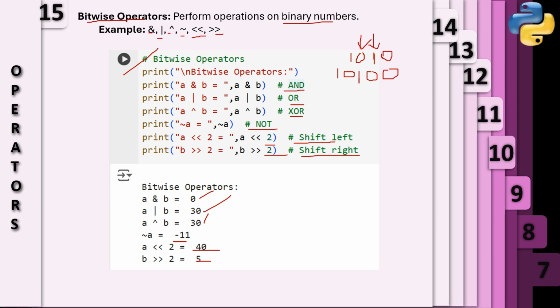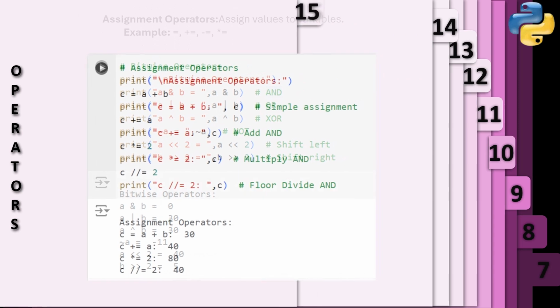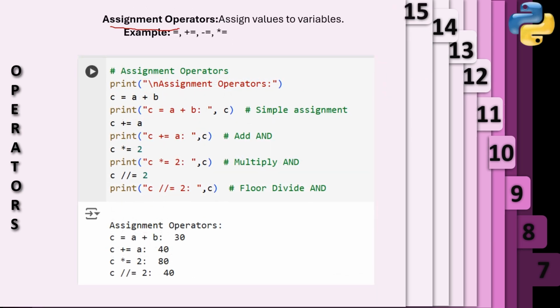Next, we will cover assignment operators. Assignment operators are used to assign values to variables. The assignment operators are these: assign, add and assign, subtract and assign, multiply and assign. The assign operator assigns the right hand operand to the left. Add and assign adds the right hand operand to the left hand operand and assigns the result to the left hand operand.